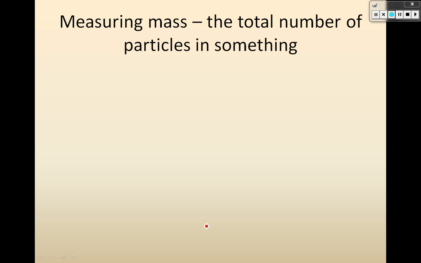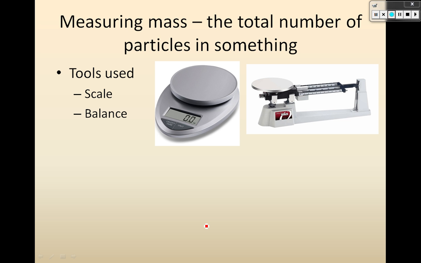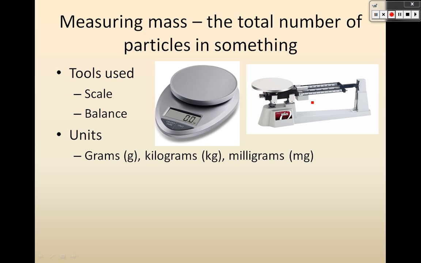So for measuring mass, the tools we use, there's two of them. One is a scale and one is a balance. So here at JAMS, we just use scales, and it's pretty easy to use. You turn it on, you put something on top, and it tells you the mass of something. But you can also use a balance, where you would move all these little things until the whole thing balanced out. That's why it's called a balance.